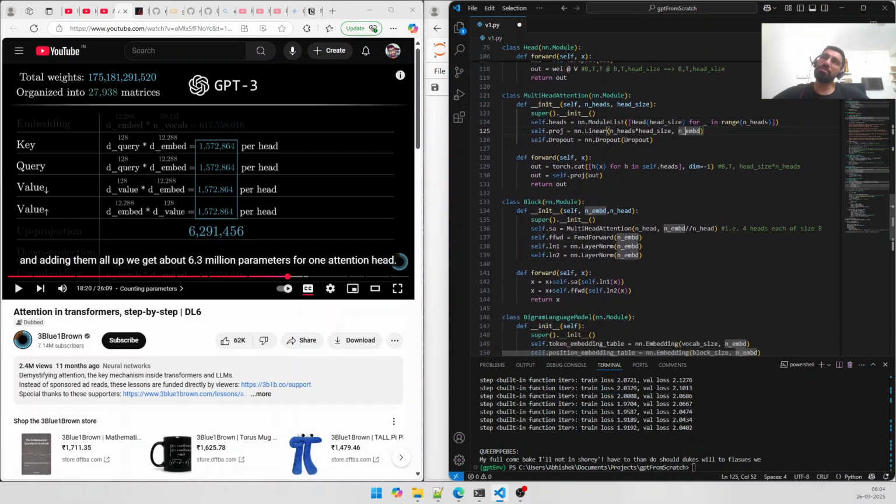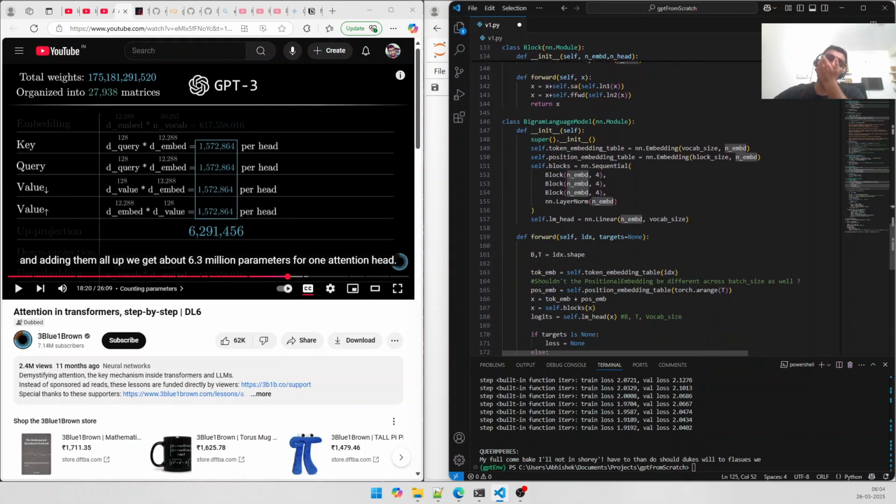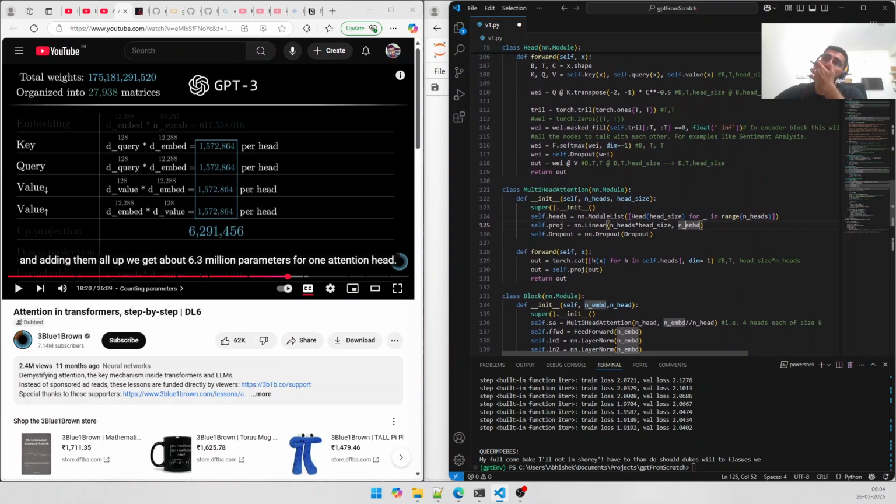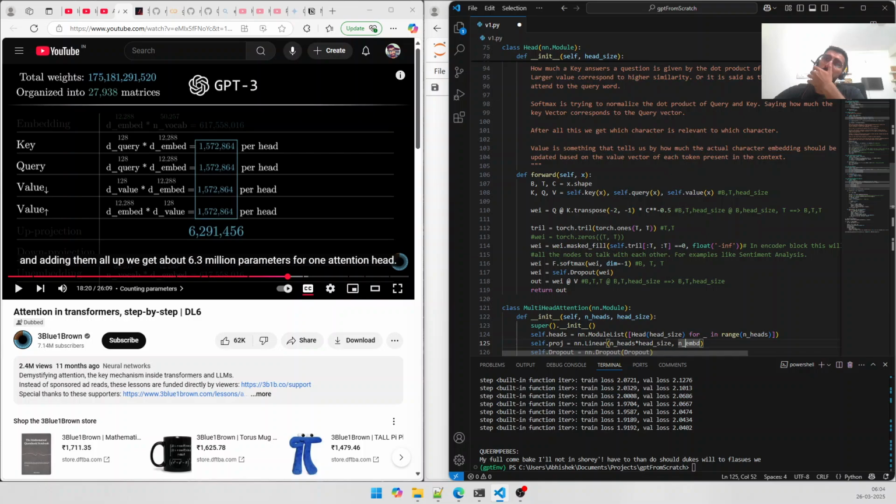I'm just thinking, why can't we just take the V that we got and project it to an embedding and then add it? Why do we need the value parameter there?